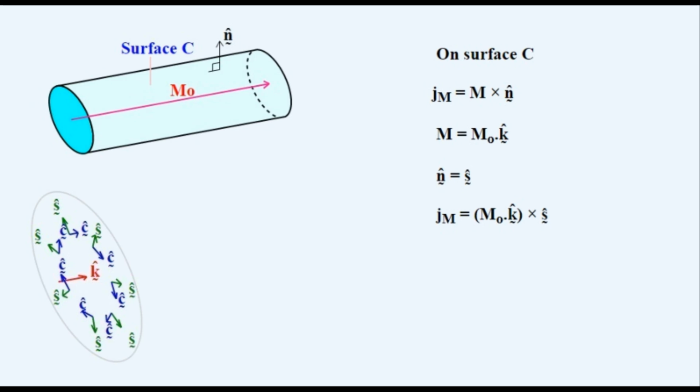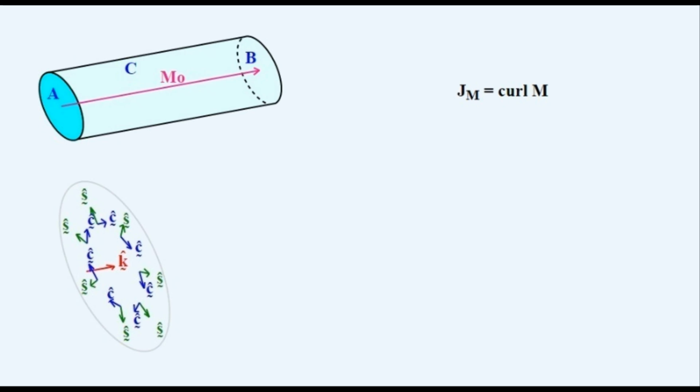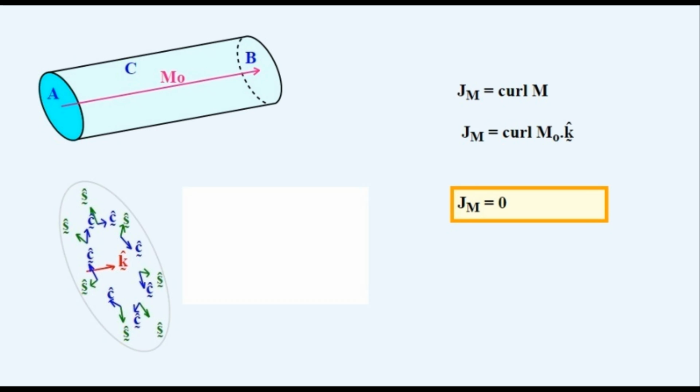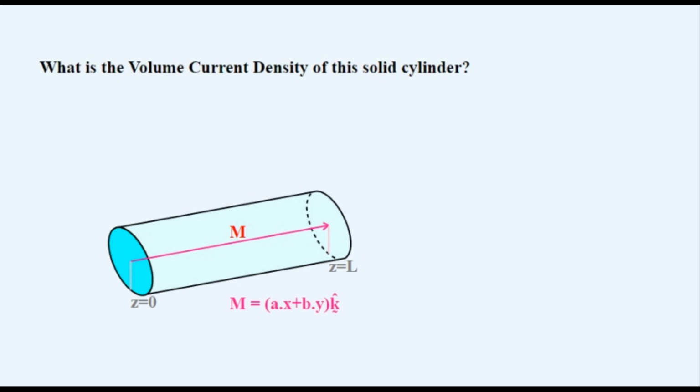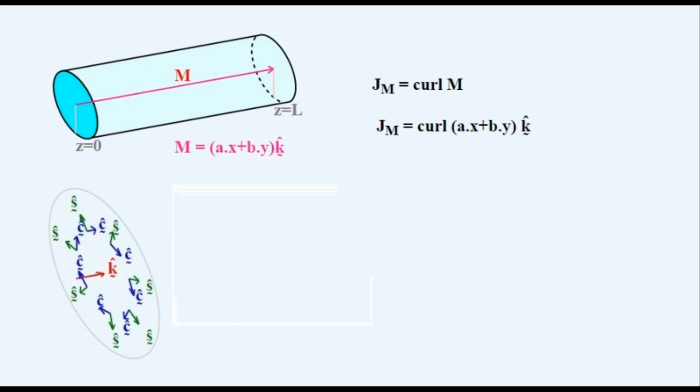And now we must calculate the volume current density of this solid cylinder. We use this equation, which is the definition of volume current density. We plug in the value of magnetization into it. And because the magnetization is the same in all positions of space inside the rod, its curl is 0. This solid cylinder has a magnetization that does have a non-zero volume current density. To calculate its volume current density, we use the equation and substitute the magnetization into it.